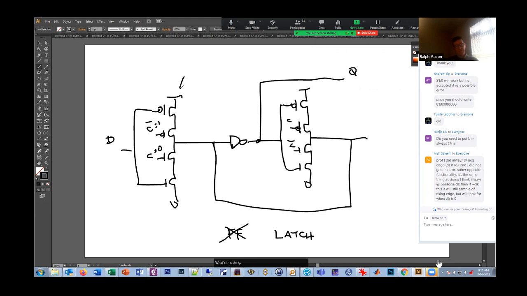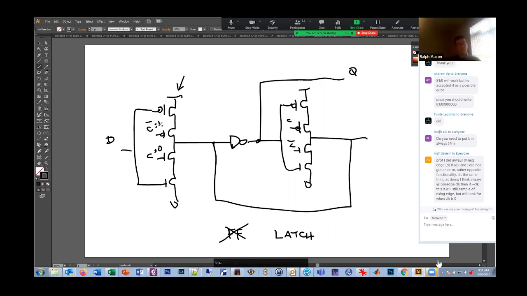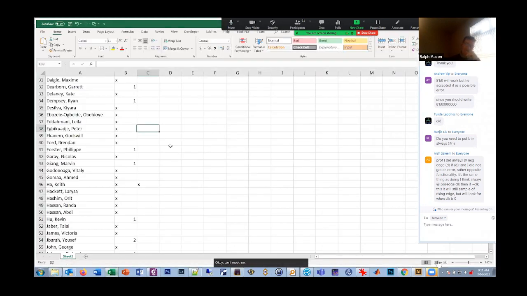What's this thing right here? Do you know what this is? We have a name for that. VDD. Oh, sorry, yeah, that's VDD. This whole thing, these 4 transistors together, what do they make? Is it a switch? No. I don't know. Okay, we're gonna move on.